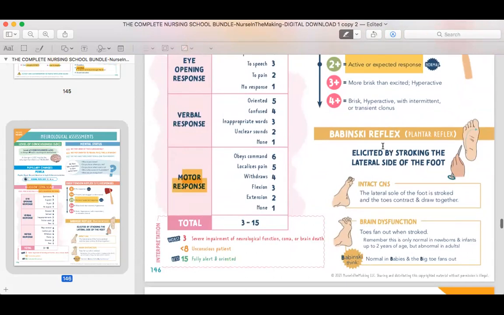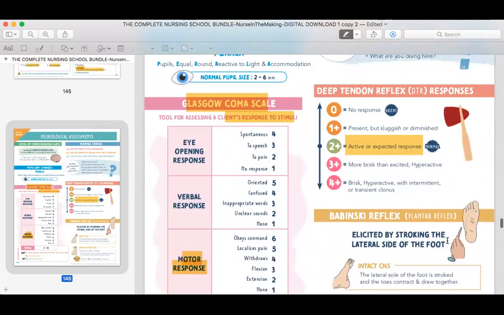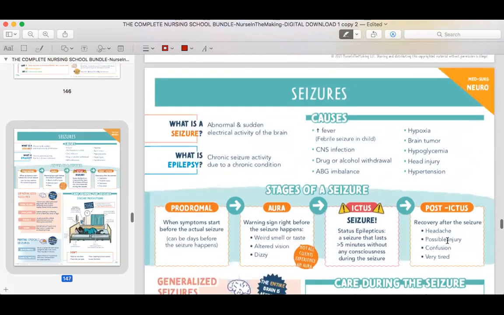Make sure you know that Babinski is normal in infants up to 12 months, right? Where you do this curve and the toes curl upward, that's normal. But remember, that's only normal in newborns and infants up to 12 months, but abnormal in adults. So that's what I want you guys to know for that.